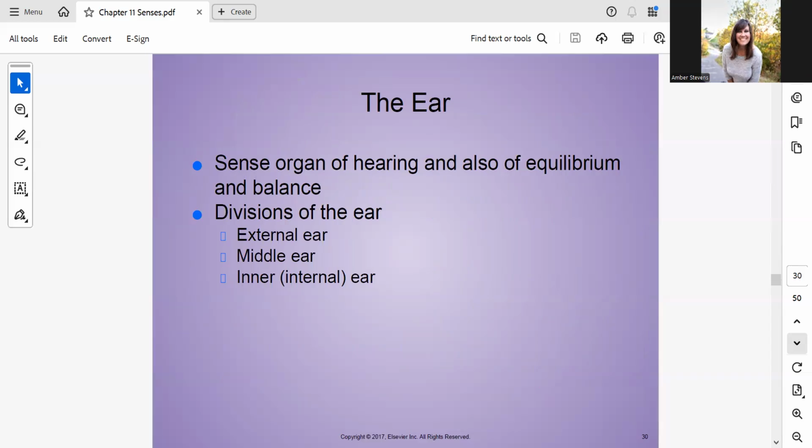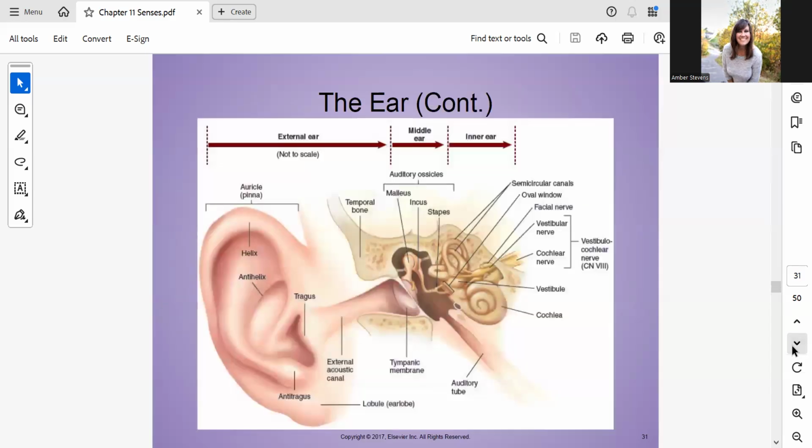So the ear is both a hearing and equilibrium organ. It's divided into external, middle, and inner ear with structures like ossicles and cochlea playing critical roles in sound transmission and balance. And we're going to talk about each of those divisions of the ear. And here is an illustration of the different anatomy of the ear.